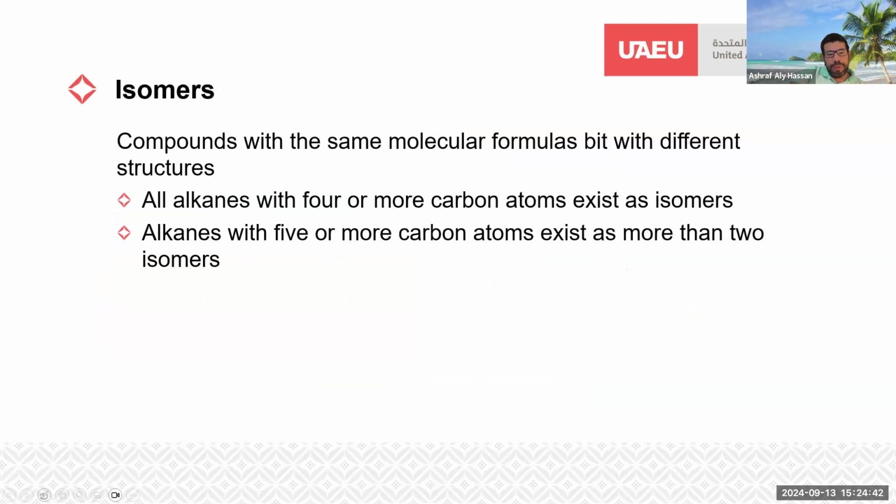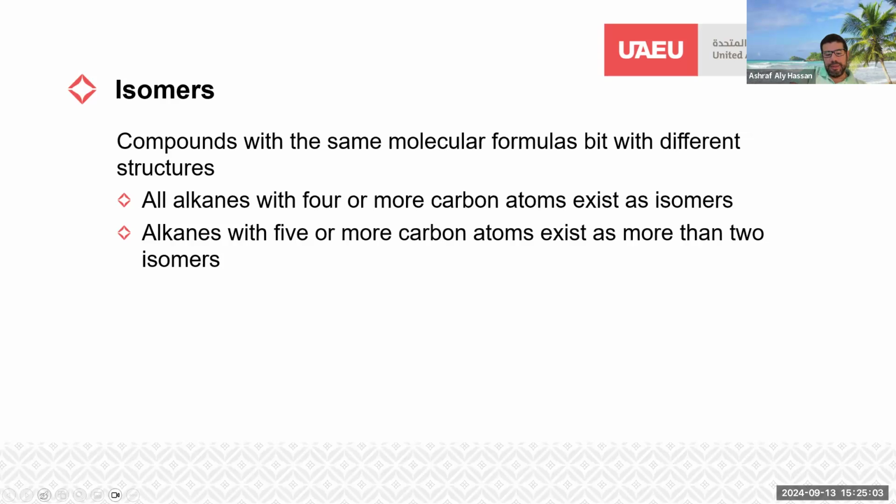So isomers are compounds with the same molecular formulas, but with different structures. All alkanes with 4 or more carbon atoms exist as isomers. Alkanes with 5 or more carbon atoms exist as more than 2 isomers. So that covers the first one, which is alkane.